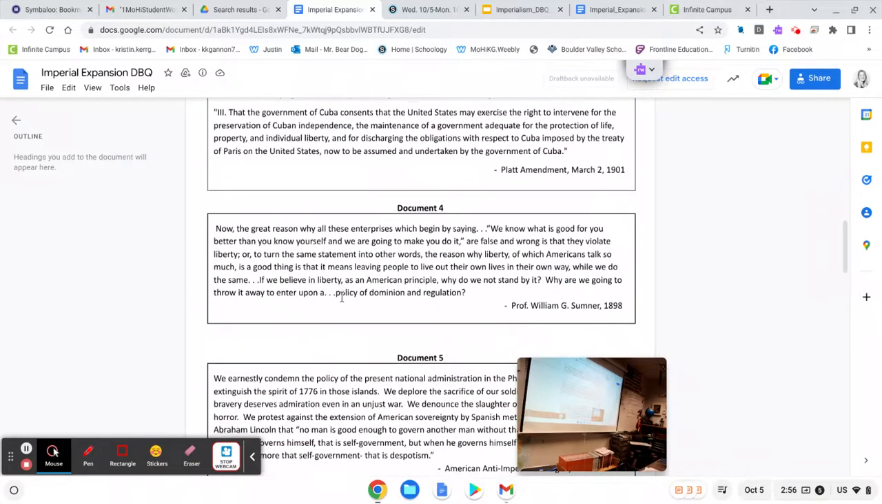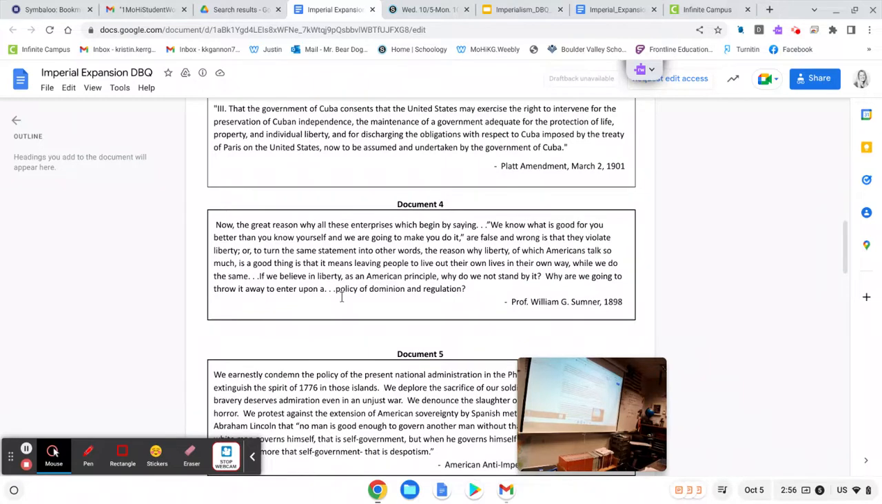Okay, document 4. Off to the side of document 4, I would write down double standard. Professor William Sumner in 1898 is really dissing the United States in this. He's saying, who do we think we are going in and bringing liberty, and then we don't even treat people fairly?